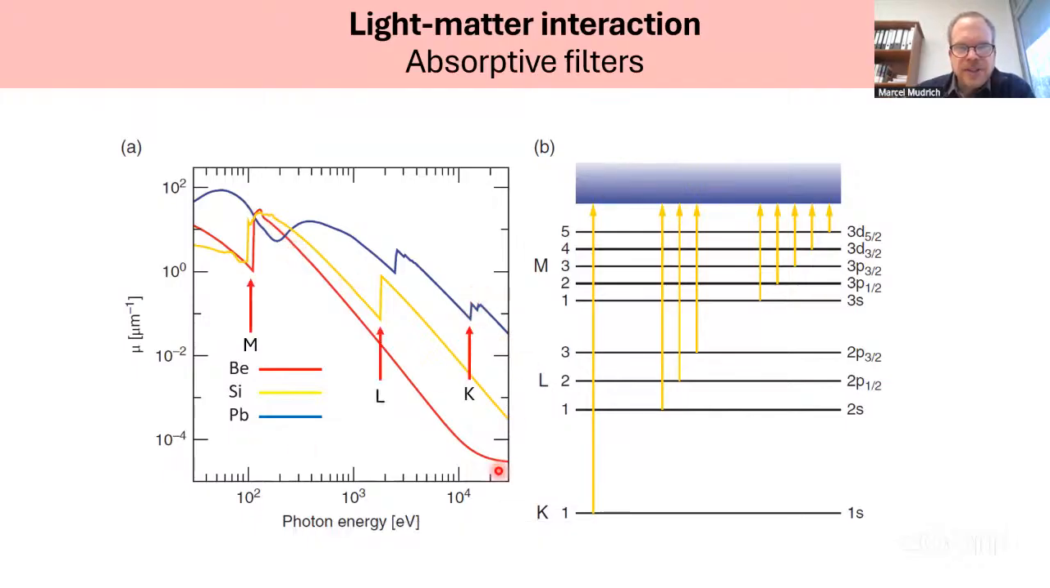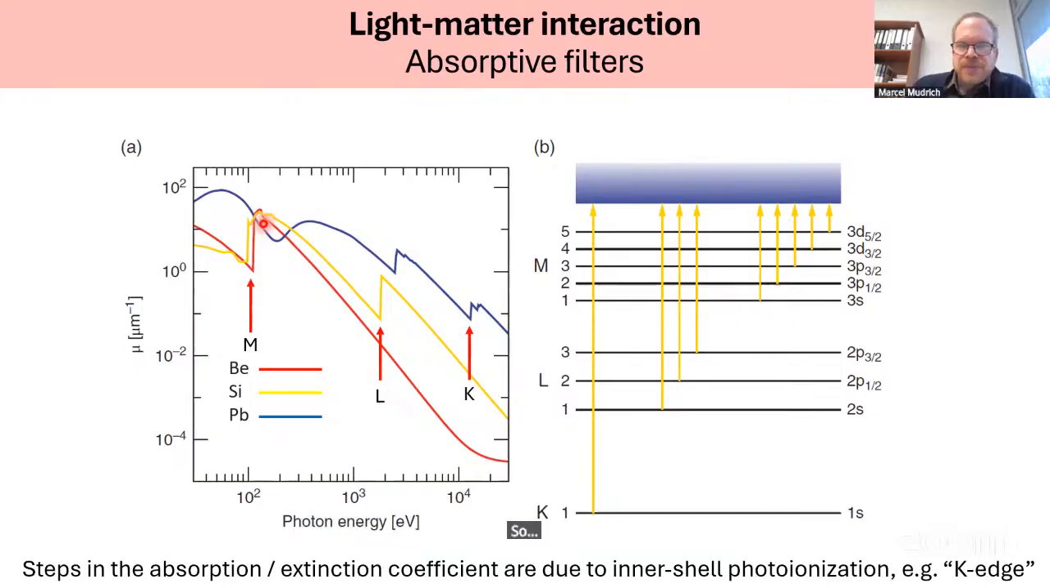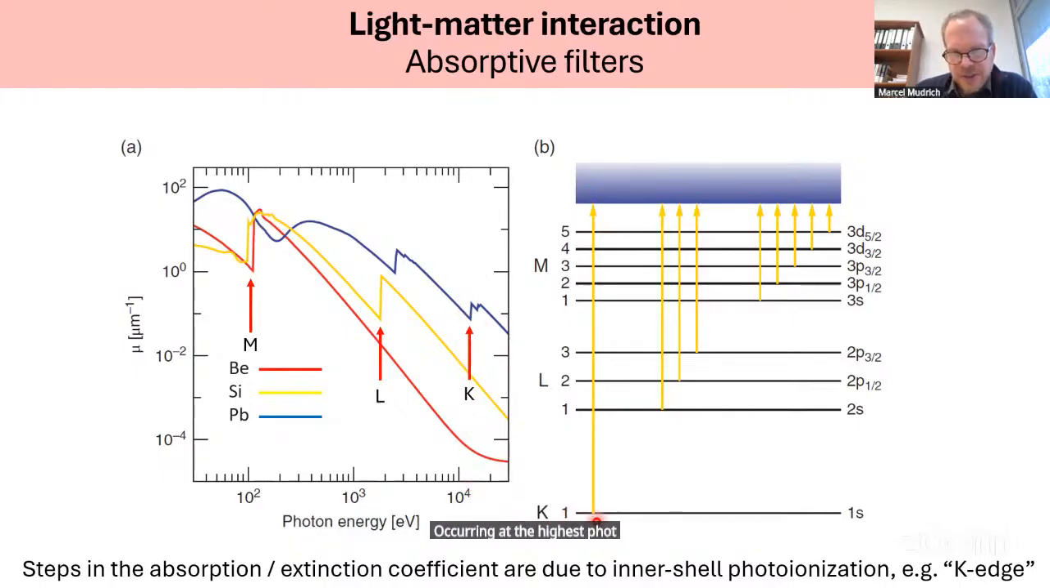Typically for these materials, the K shell would be around 10,000 eV. L shell, that's these guys here, and M shell, that's various edges up here. So these are the so-called ionization edges, and most prominently the K edge is the one occurring at the highest photon energy, because it takes the highest photon energy to ionize electrons out of the 1s orbital.